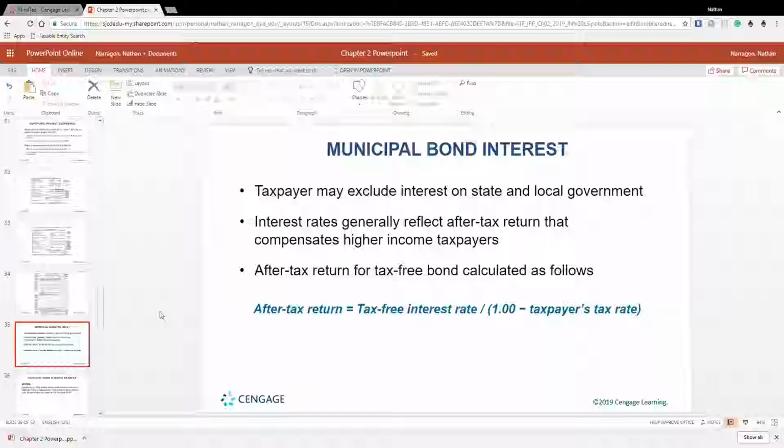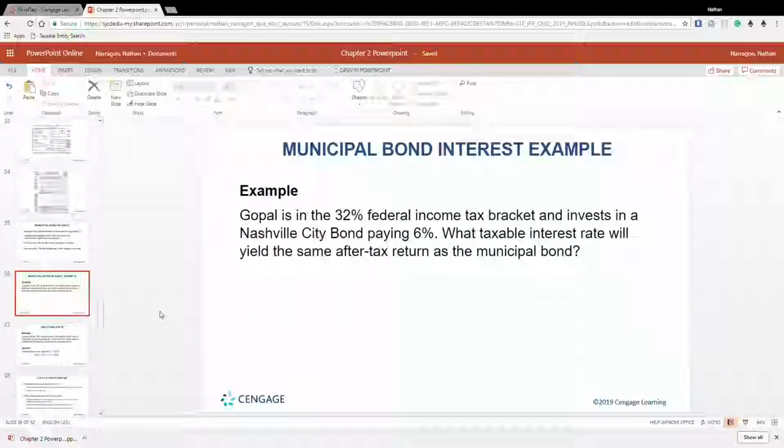All right, municipal bonds interest. Taxpayers can exclude interest on state and local government bonds. Yay! Interest rates generally reflect after-tax return that compensates higher income taxpayers. So after-tax return for tax-free bonds is calculated as follows: after-tax return equals tax-free interest rate divided by 1 minus the taxpayer's tax rate, or basically 100% minus whatever their tax rate is. So of course, let's bring an example.